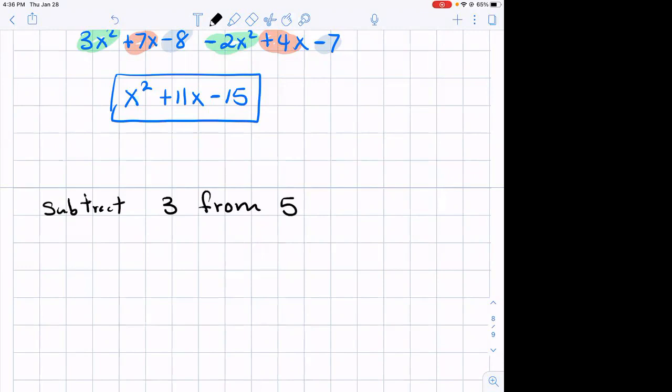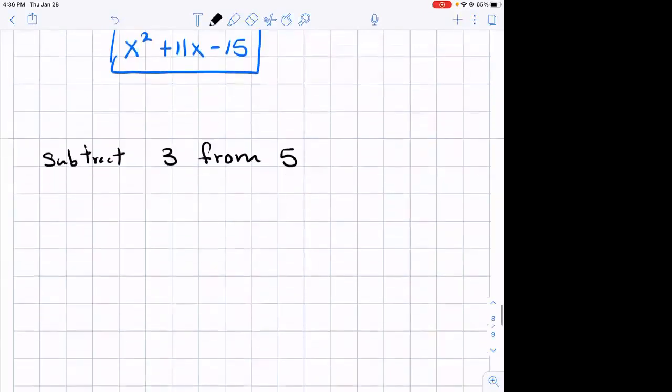Okay, now think about that for a minute. Subtract 3 from 5. Another word for subtract is minus. Another word for subtract is take away 3 from 5. So when it's written like this, if you translate it, it becomes 5 minus 3. Notice the number after the word from is written first. And then we have 5 minus 3, which is equal to 2.